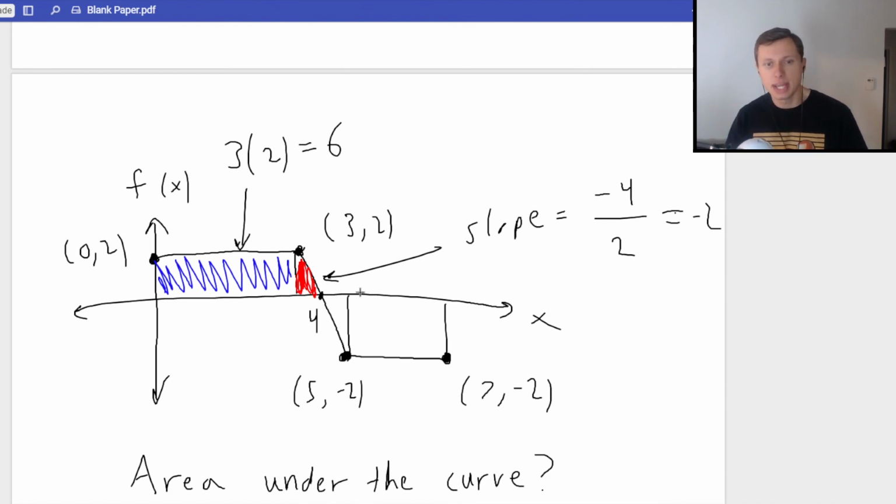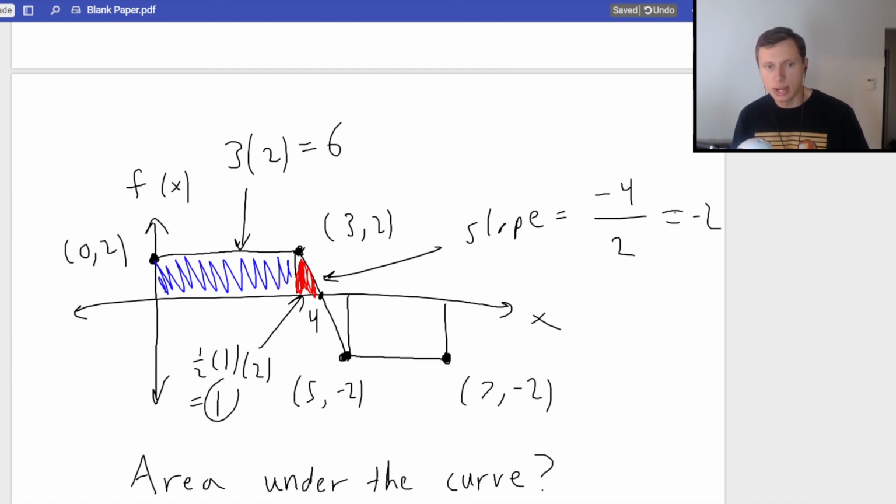Now, why is this important? Because now I can find the area of the red. The area of the red is going to be a base from x equals 3 to x equals 4. That base is 1. Oh yeah, and it's 1/2 out in front. 1/2 base times height. So 1/2 times a base of 1 times a height of 2. The area of the red is just 1.